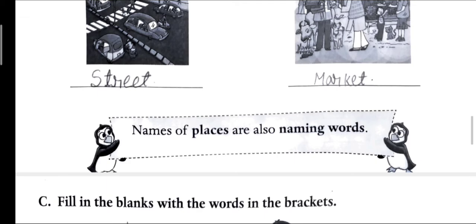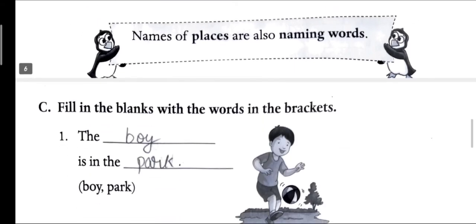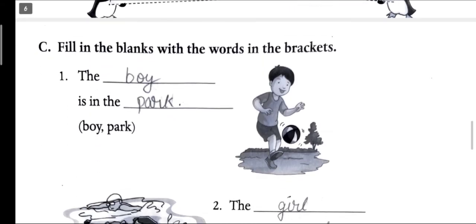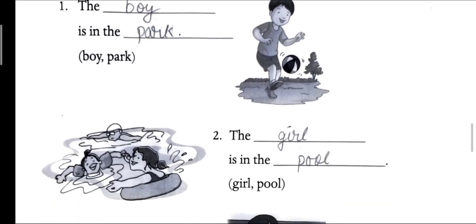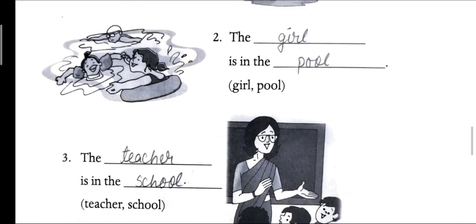Next, fill in the blanks with the words in the bracket. The dash is in the dash. What is the picture made of? A boy playing with a ball in the garden. So you will write here, the boy is in the park. Like this you will do the other questions also.